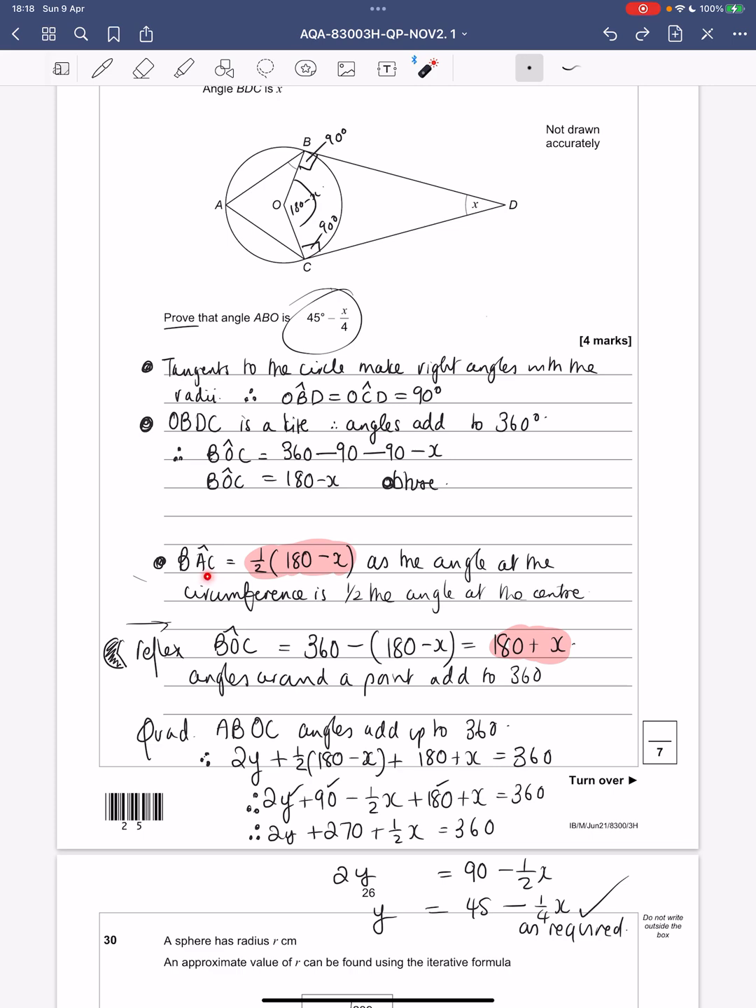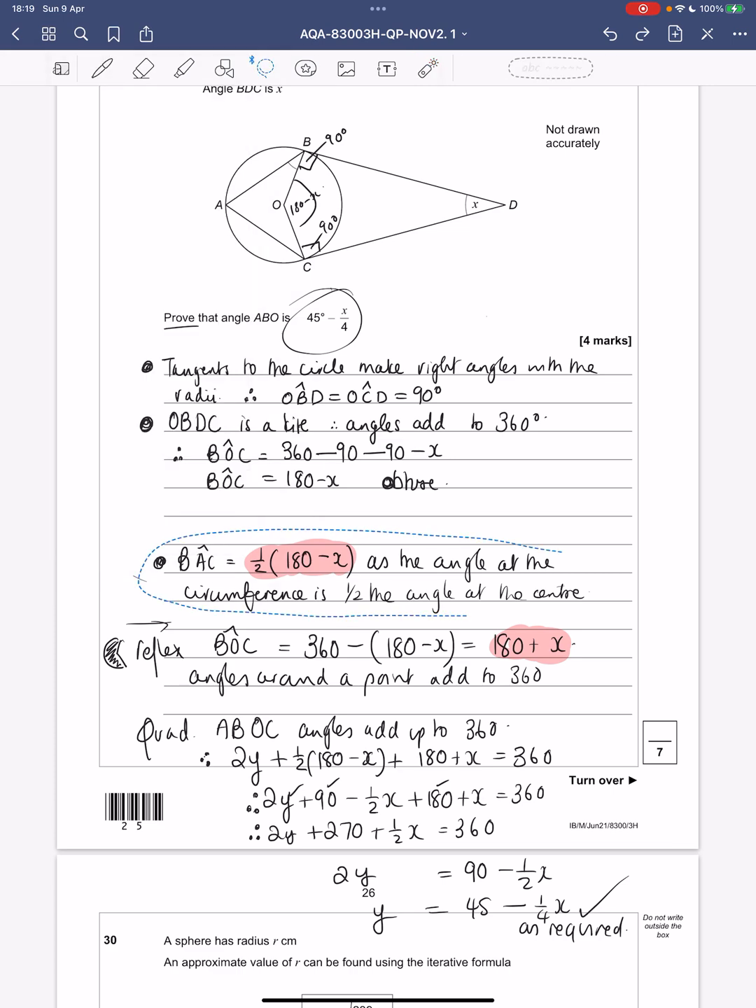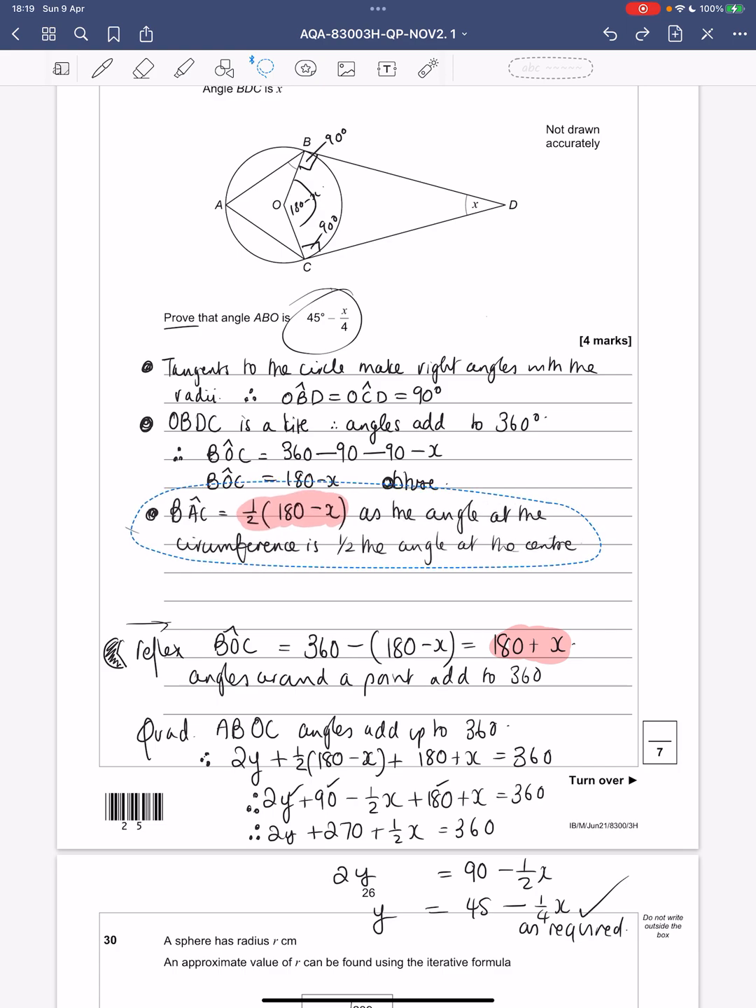Now what happens here, BAC is a half of this angle here, and the reason is the angle at the circumference is half the angle at the centre. So that angle there is half of that angle there. We start and finish at the same point. If you go to the centre, then to the circumference, you can see that's going to be sharper than that one, and it's actually half as much. So put this here, move that up there. So that one there is a half of 180 minus x degrees.